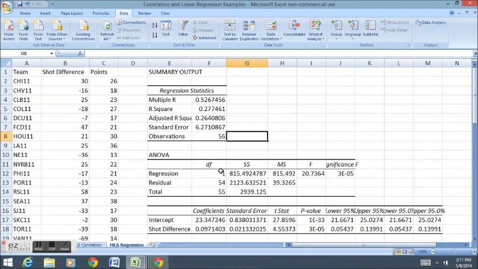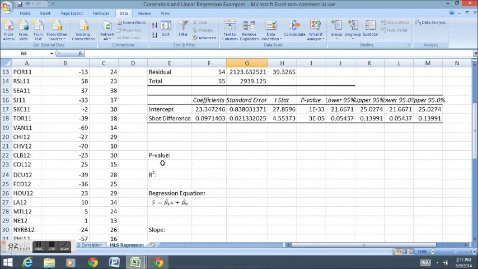The output at first can look very intimidating, but we're going to focus on some of the key numbers you need to know from this output and what they mean. Let's go down here to some of my key values.